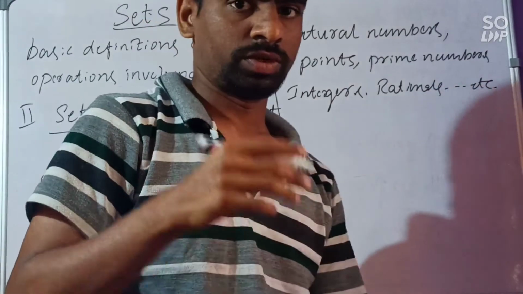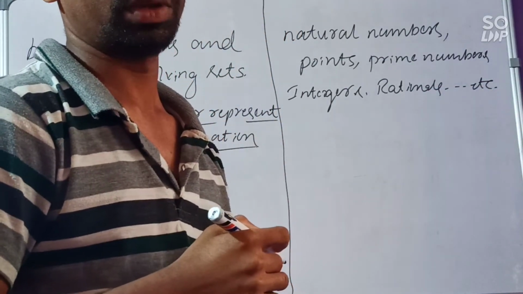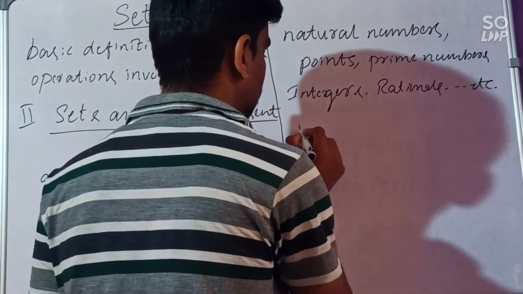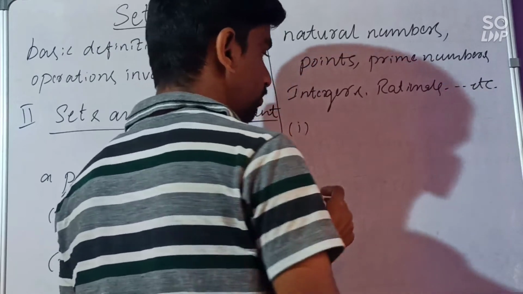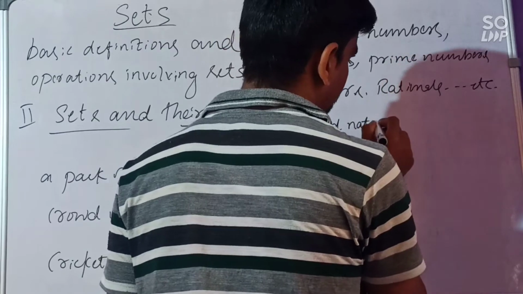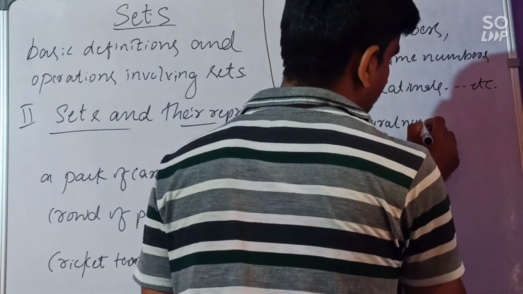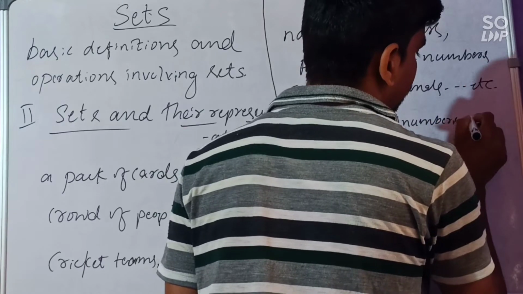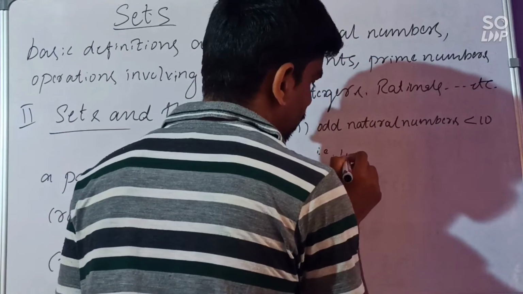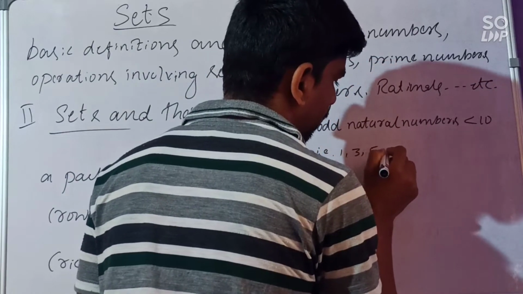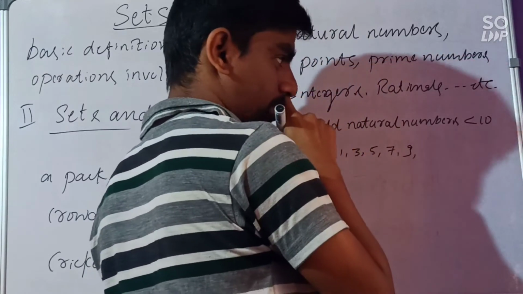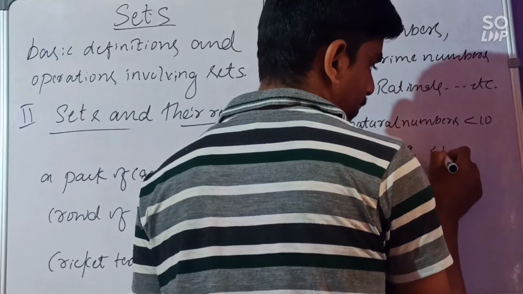And more especially, we examine the following collections. Now let's see one by one. First one, odd natural numbers less than 10, that is 1, 3, 5, 7, 9. These are all odd natural numbers less than 10.